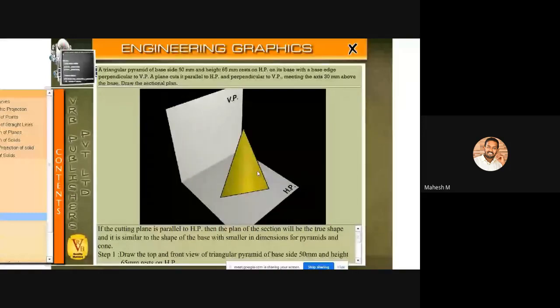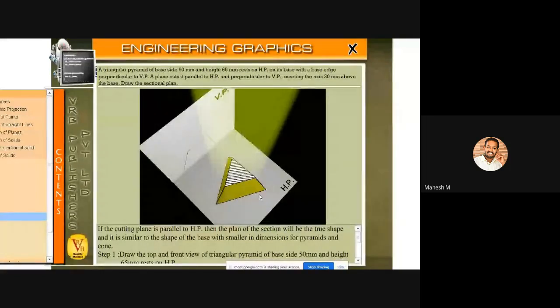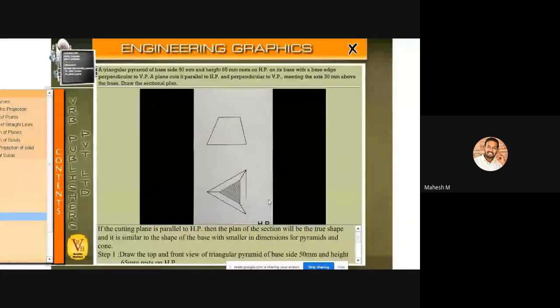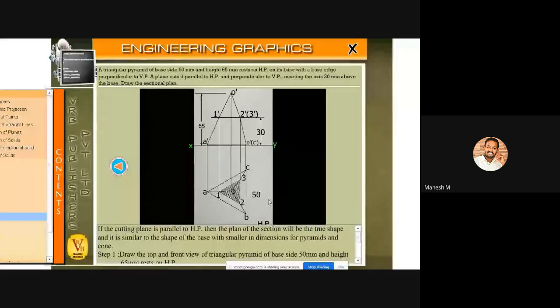So here it is parallel to HP. So we can call this solid a frustum. Only the top portion is removed. If it is parallel to HP, we can call this diagram a frustum. It is also a pyramid, right? So you can read these steps. So we have only 4 steps.